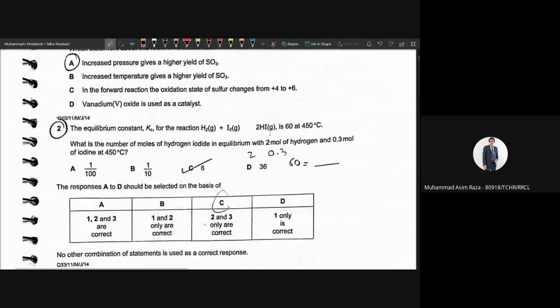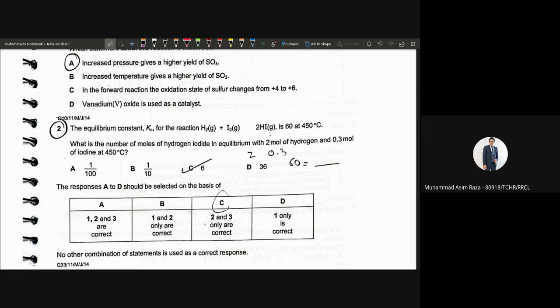हाँ जी, तो क्वेश्चन नंबर 2 में he says that equilibrium constant for reaction is shown here. Arrow is missing. What is the number of moles of hydrogen iodide in equilibrium with 2 mole of hydrogen and 0.3 mole of iodine? At equilibrium, okay, what is the number of mole of hydrogen iodide in equilibrium with 2 mole?